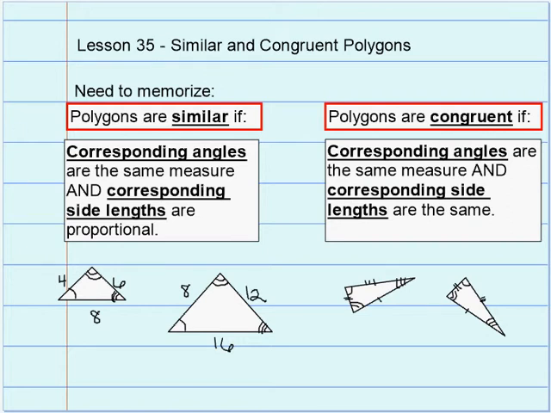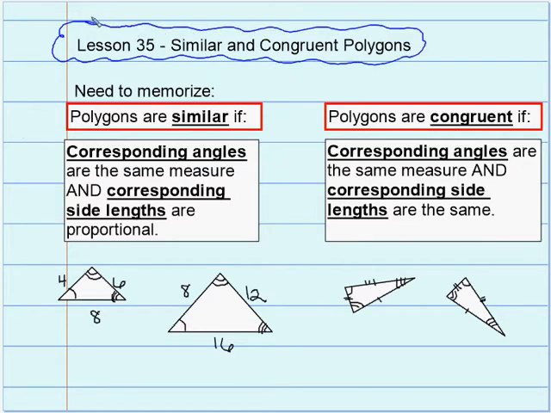Hi class, this is course 3, lesson 35, and we're going to talk about similar and congruent polygons today. A couple things that you need to memorize, and you're going to read this going down. Polygons are similar if corresponding angles are the same measure or congruent and corresponding side lengths are proportional.